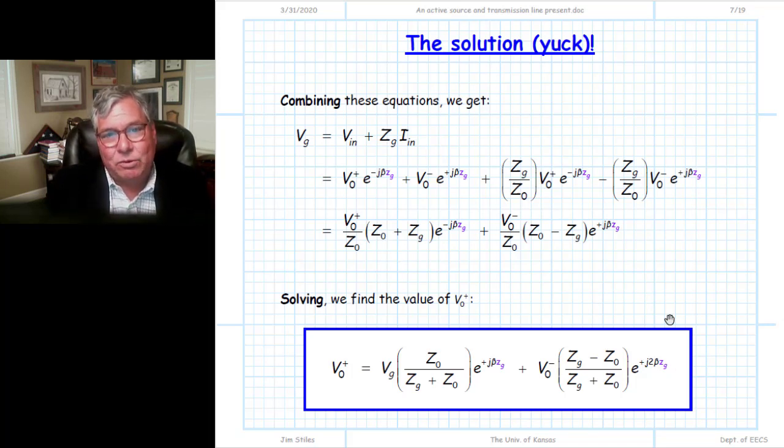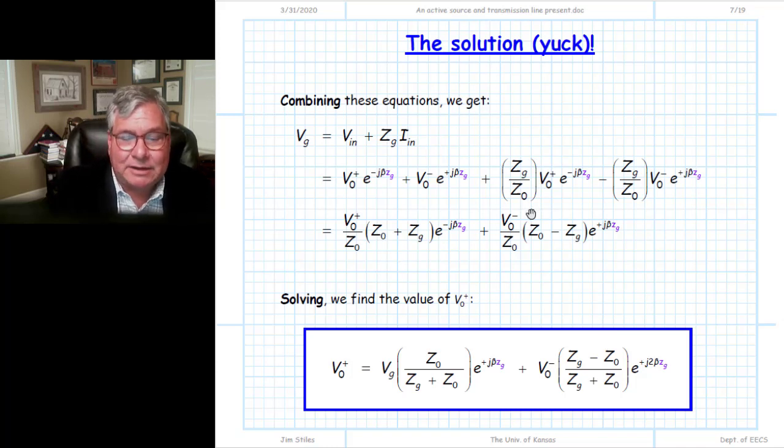It's not like what we got for the terminated transmission line with a load at the end. There it was fairly simple, the relationship between V0 minus and V0 plus. Here it is certainly much more complex, much more mathematically rich. The important thing and the key thing here is we have two terms. And so no longer do we find that V0 plus is proportional to V0 minus. In fact, if we look closely, we see this first term is dependent on VG, the open circuit voltage of the source, and then the second term is dependent on V0 minus.